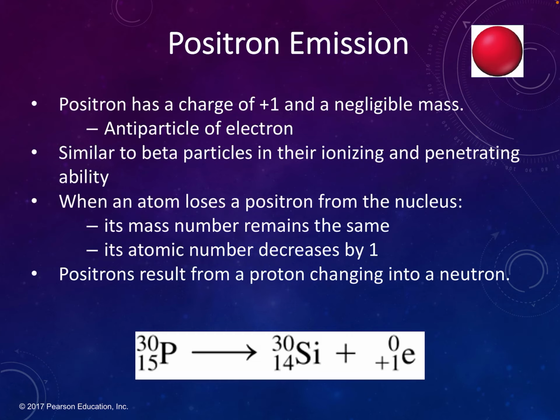They're really similar to beta particles in their ionizing and penetrating ability because they're essentially the same thing, they just have the opposite charge. When an atom loses a positron from the nucleus, the mass number remains the same because we're not changing the number of protons or neutrons, but the atomic number decreases by 1. Again, it's going to be the opposite of when we did beta decay. In beta decay, we had a neutron that changed into a proton. Here we have the opposite: with a positron, that proton changes back into a neutron. Everything about positron emission is exactly the opposite of what we learned about beta decay.